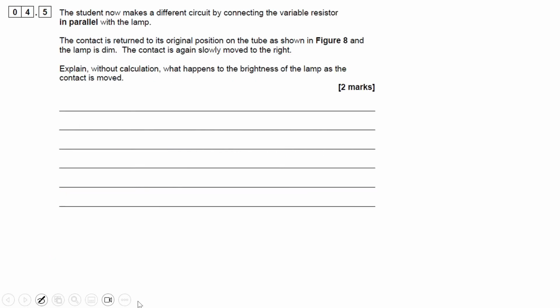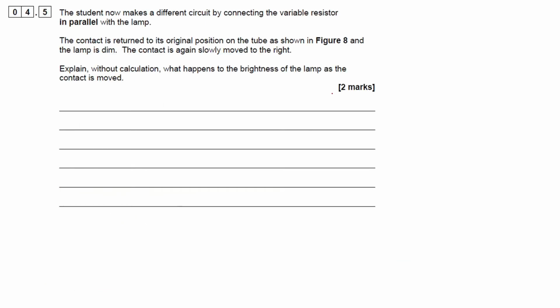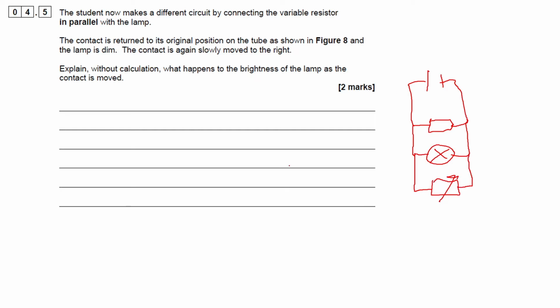Now the final question. Might be useful to draw this change, and it says the student now connects the variable resistor in parallel with the lamp. So if we go back to the circuit, instead of having this variable resistor in series, it's now in parallel. So you might have something that looks a bit like this. So here's the original circuit with the bulb, but this time the variable resistor is connected in parallel with the lamp. Now this obviously changes a few things.